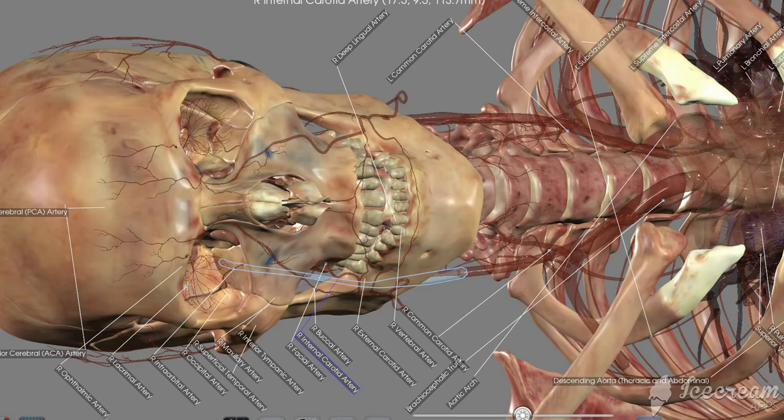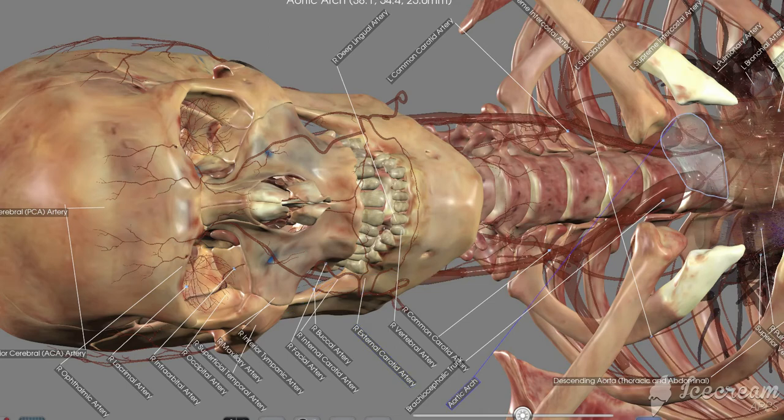The internal carotids, both sides, are two of the biggest blood flows up to your brain. They go up through the carotid canals in the bottom of the skull. The external carotids take blood to everything superficial to the brain. So think about your skull, the muscle, and then the skin, which is superficial to all that.